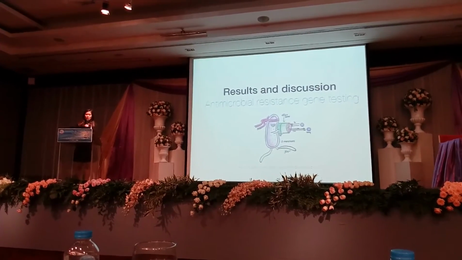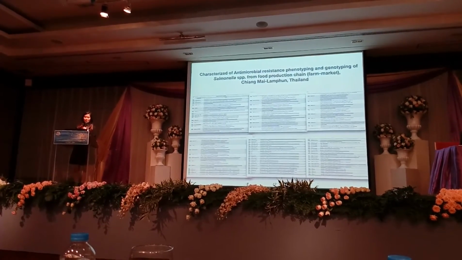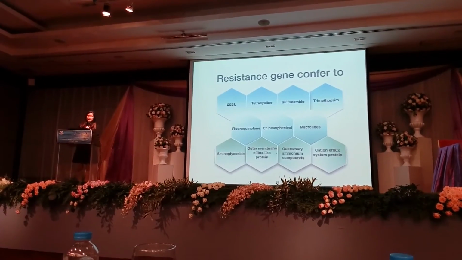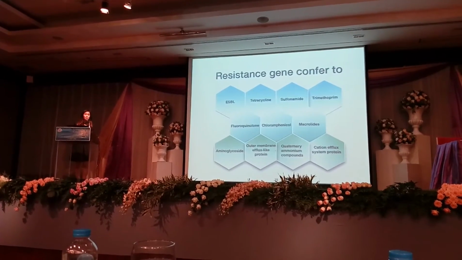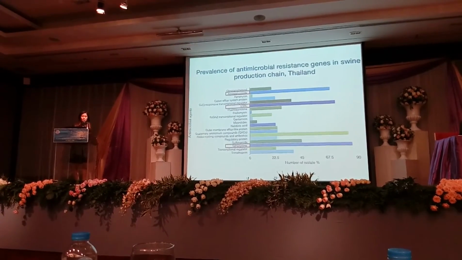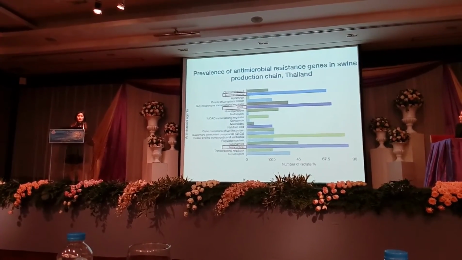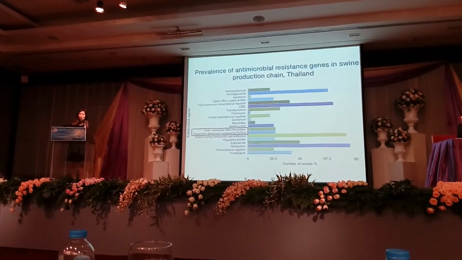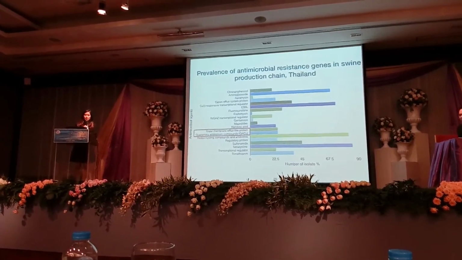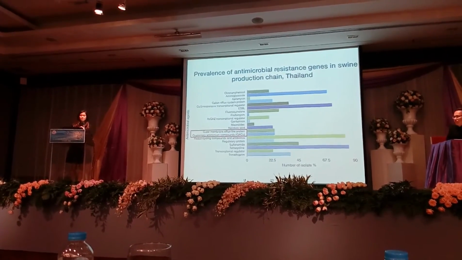Now, the results and discussion of antimicrobial resistance gene testing. These are the results that I got, but they are hard to explain, so I will explain more clearly in the next slides. Resistance genes confer resistance to many kinds of antimicrobials, as you can see. Tetracycline, ESBL, and aminoglycoside resistance genes were found with a high prevalence in the swine industry. Moreover, I found the outer membrane efflux protein and quaternary ammonium compound resistance genes, which are involved with antiseptic and disinfectant resistance, at quite a high 25%.